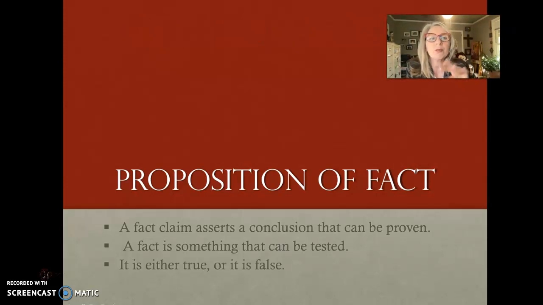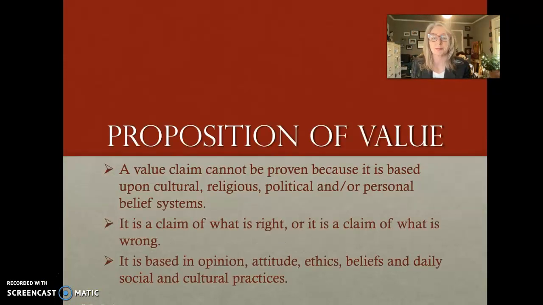Proposition of fact. There are 3 different kinds of propositions. We've got proposition of fact, which asserts the conclusion can be proven. A fact is something that can be proven. Think about science: something becomes a fact when someone does the experiment over and over again and gets the same result. If you mix these 2 chemicals together, you get this. Scientist 1 does that, scientist number 2 does that, scientist number 3, and on. They all get the same result. It becomes a fact that those 2 chemicals together make something. So a fact can be proven. Keep that in mind: a fact is something that can be tested. It's either true or false.